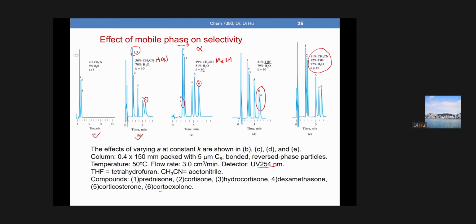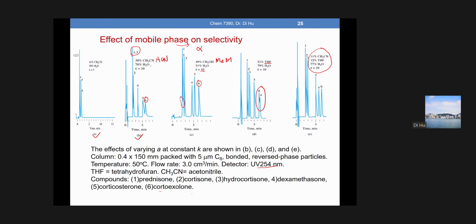Okay, you notice that when you actually change the solvent, the elution order can change, right? Because you're changing from a proton donor to something like a proton acceptor and so on. So this is pretty normal. When you are changing the organic modifier, the elution order of certain compounds may change, okay? Another thing we can talk about a little bit more later.